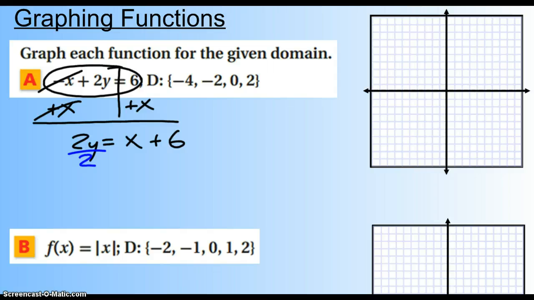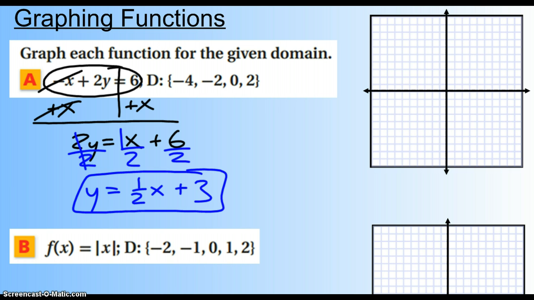Now the thing is, you can either write this whole thing over 2, that's completely fine, or you can look at it like x divided by 2 and 6 divided by 2. Just make sure every term is divided by 2. So really what this is, y equals, you can either write 1/2 x or x divided by 2, whatever you're comfortable with, plus 6 divided by 2, which is 3. So this is our equation, but what they want us to do with this is take the given domain, and we're going to find those points on the graph to the right.